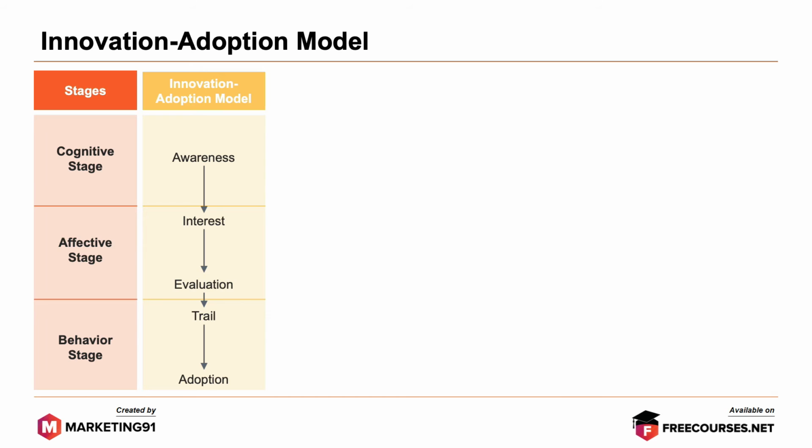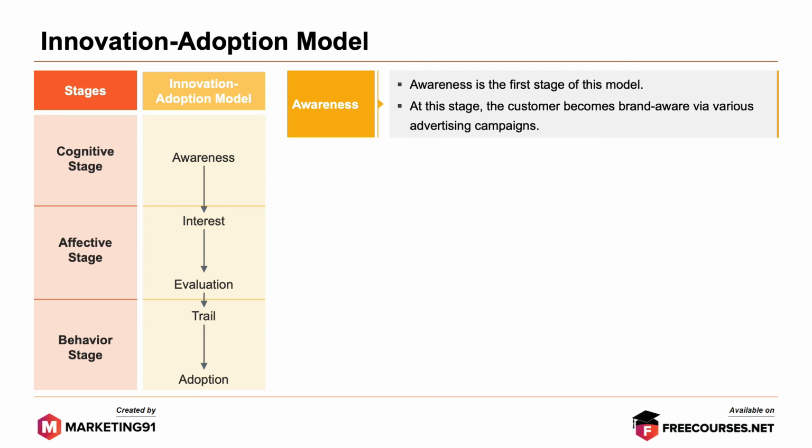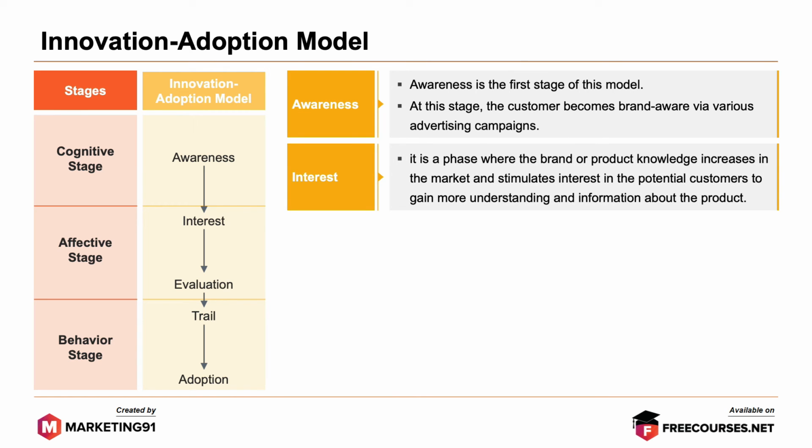Moving on to the next model, the Innovation Adoption Model. This model has 5 stages. First, awareness. Awareness is the first stage of this model. At this stage, the customer becomes brand aware via various advertising campaigns. It is a phase where the brand or product knowledge increases in the market and stimulates interest in the potential customers to gain more understanding and information about the product.